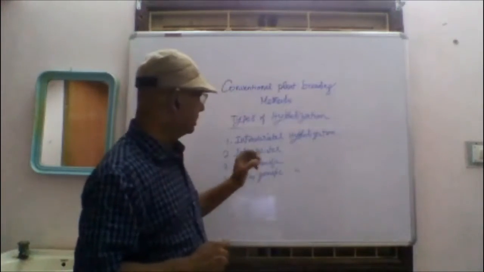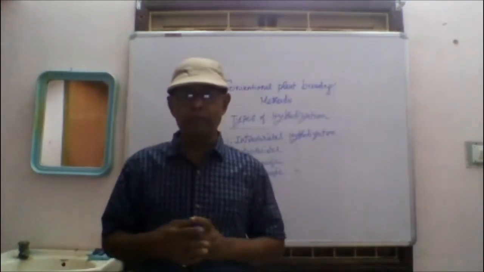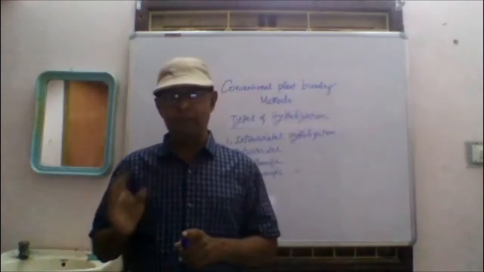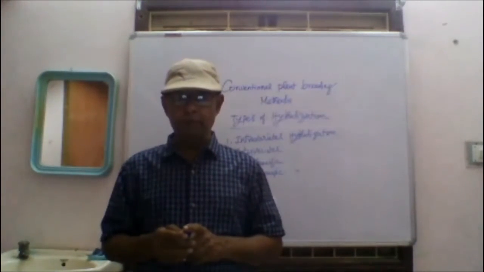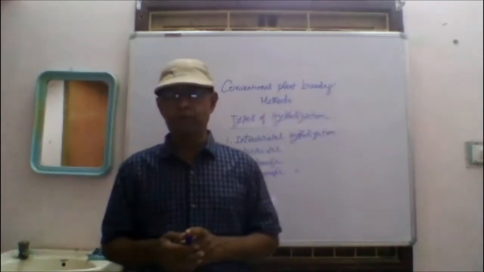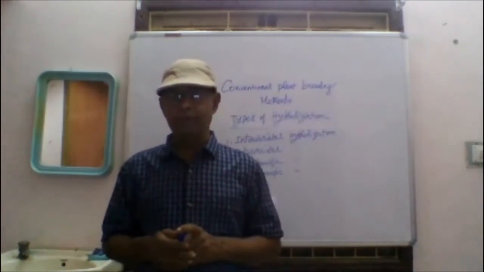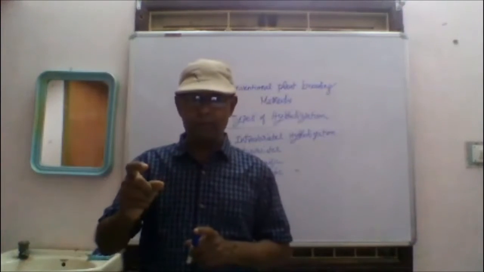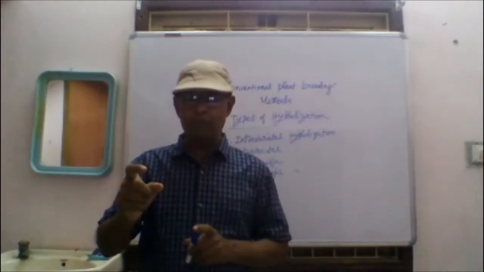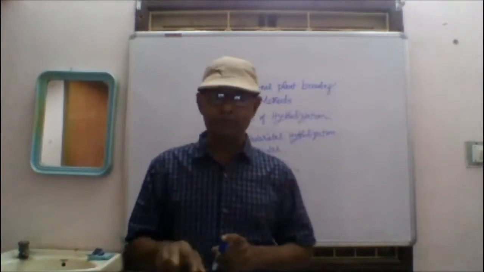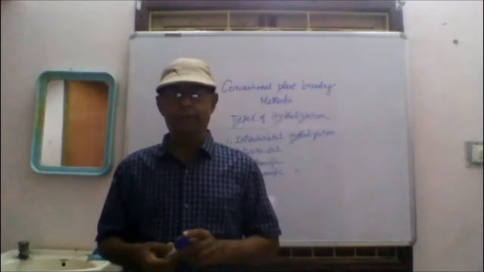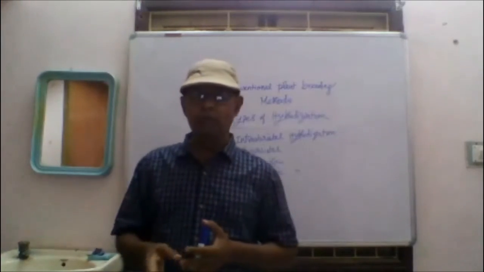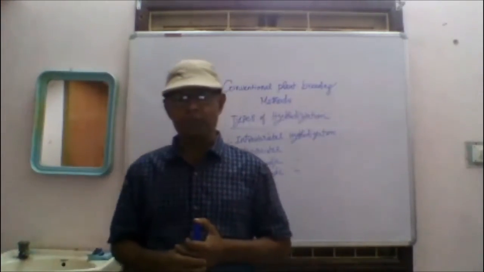Intervarietal hybridization is the second one. In intervarietal hybridization, two plants of two different varieties of the same species are crossed together. What is intervarietal hybridization? When two plants of two different varieties of the same species are crossed together, that is called intervarietal hybridization. This crossing is useful both in self-pollinated as well as in cross-pollinated plants.